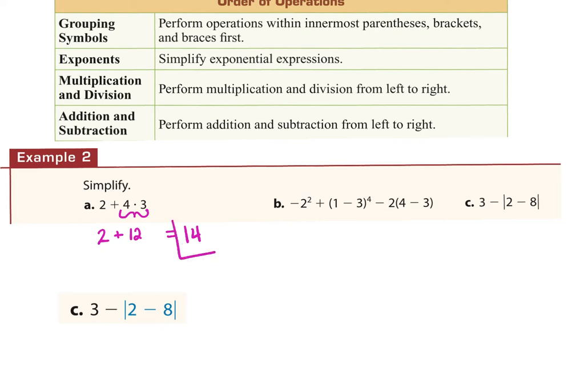All right, look at the next one. Do I have grouping? I do have grouping. I have 2 sets of grouping. So when I do this, I'm going to do this grouping first. What is 1 minus 3? Negative 2. What is 4 minus 3? 1. What's my next rule here?